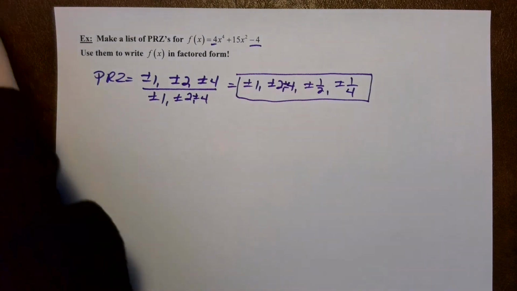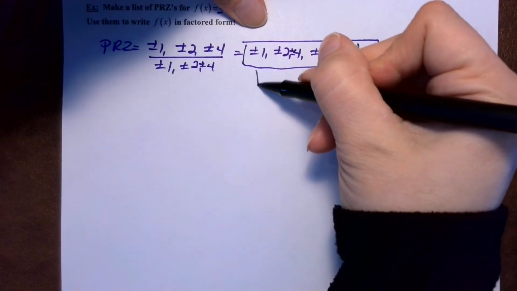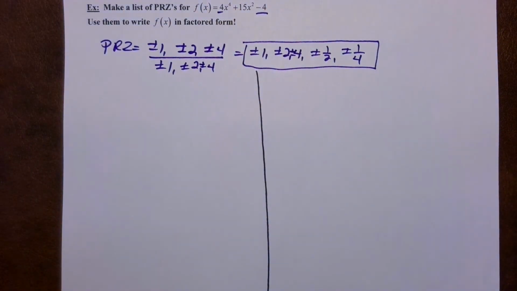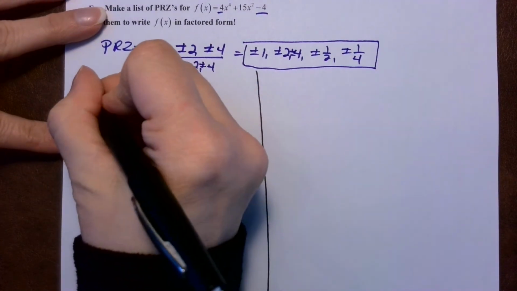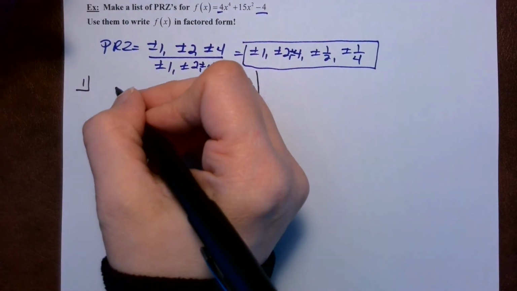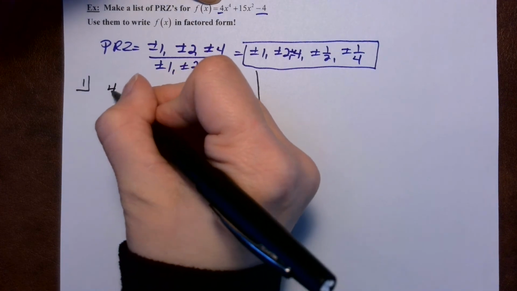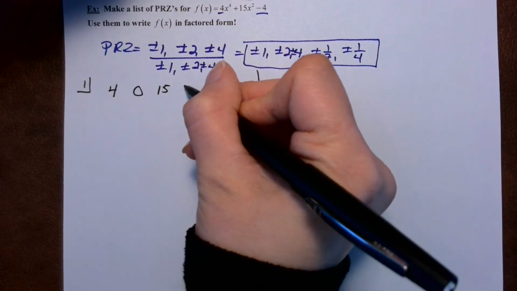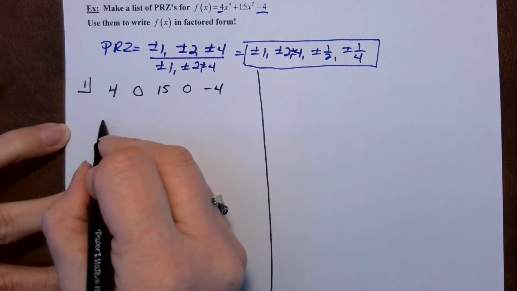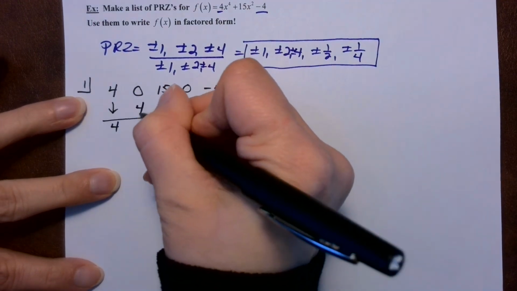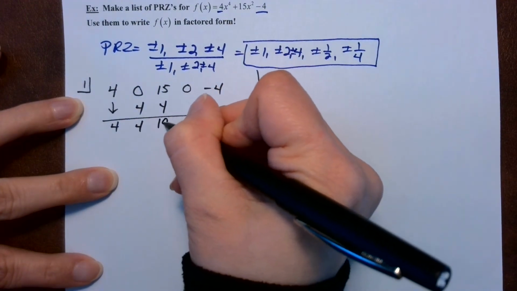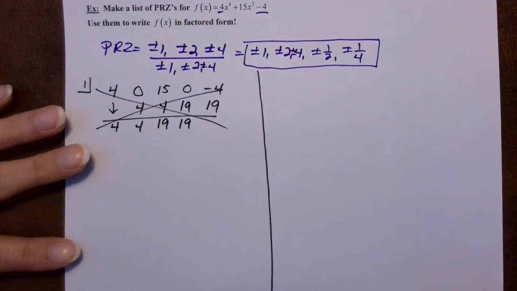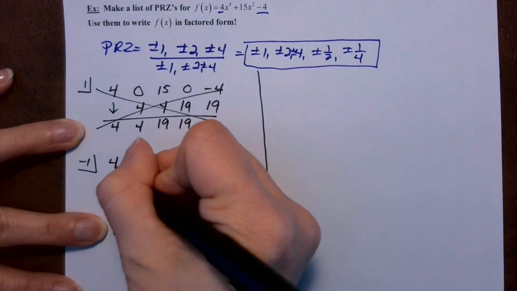So here's the list of numbers that might possibly work. Let's go ahead and split our paper down the middle. I like to keep this side for the testing and then this side for writing the factored form. I'm going to start with 1. I always hope that 1 works. We've got power of 4, power of 3, power of 2, power of 1, power of 0. Here we go. Drop down the 4. 4, 4, 4 plus 15 is 19. 19 plus nothing is 19, and it did not work. Let's try -1.